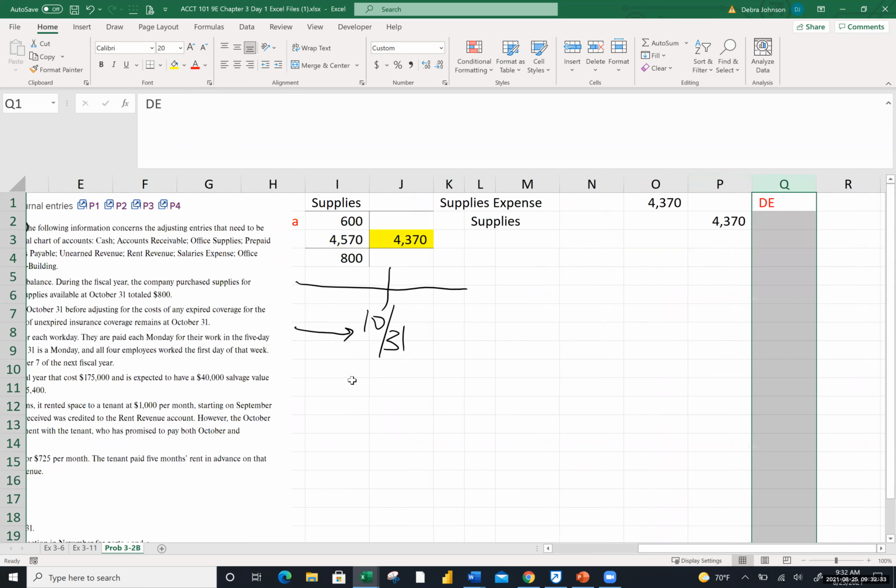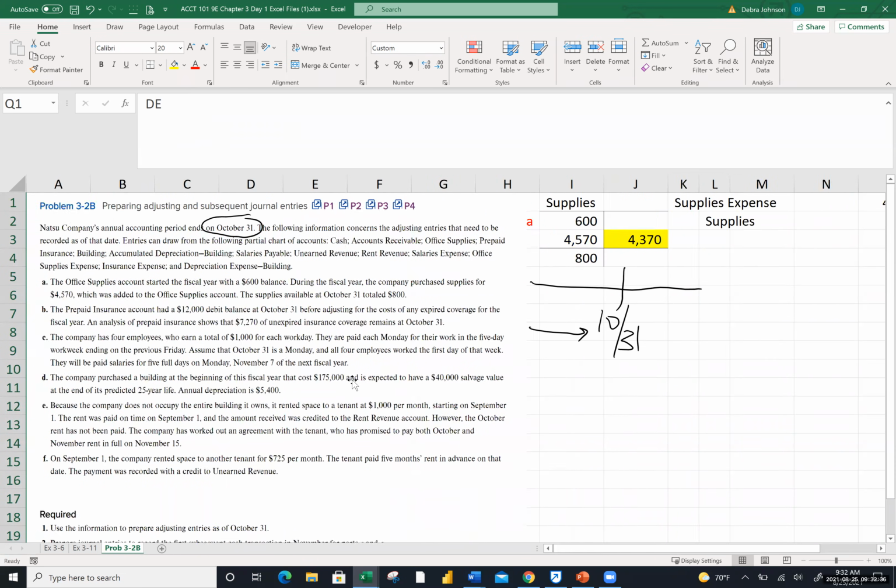I probably got you guys psyched out for a really tough problem, and then they changed this significantly, made it much easier. So letter B talks about the prepaid account. And again, he goes back and forth. In this one, he does tell us how much is unexpired again. Okay, so read the wording. Letter B, he's going to tell us how much is unexpired.